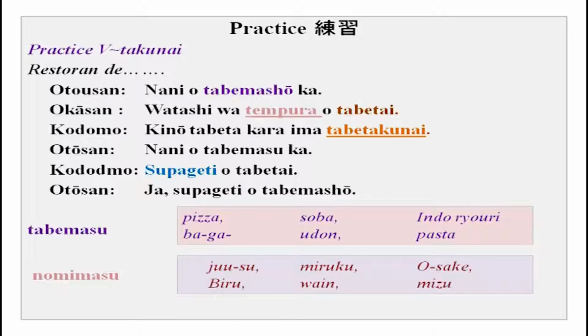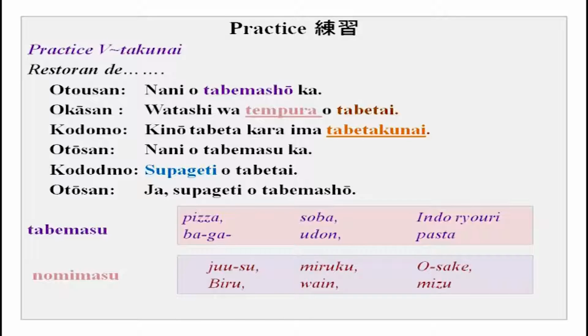Over here, tempura is a new word. Tempura is a Japanese dish, a very popular dish in Japan, and generally foreigners love this dish very much. So, well, nani o tabemashou ka? What shall we have? Watashi wa tempura o tabetai. I want to have tempura is what the mother says.